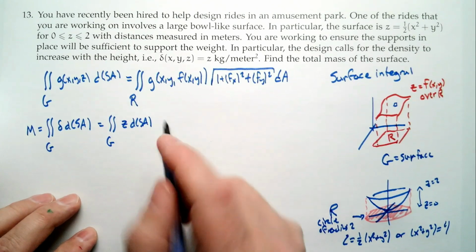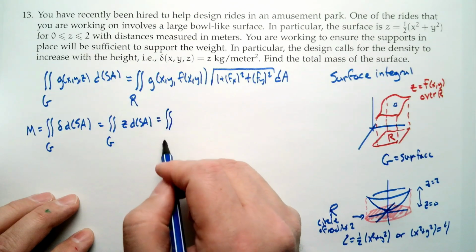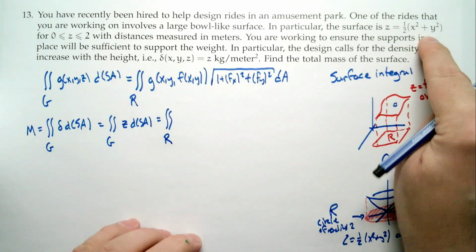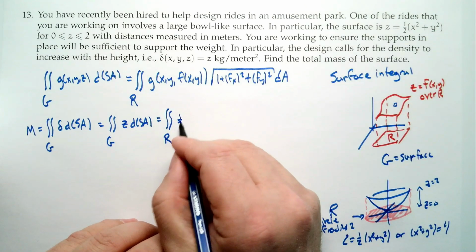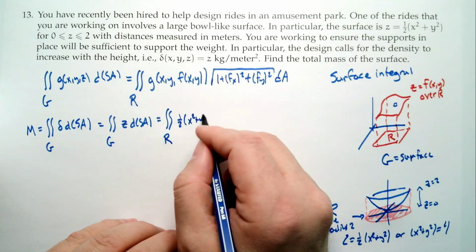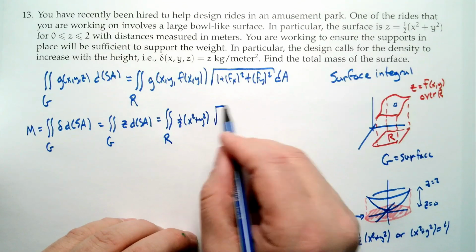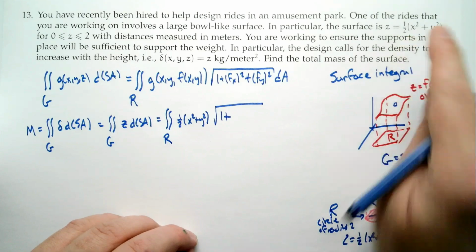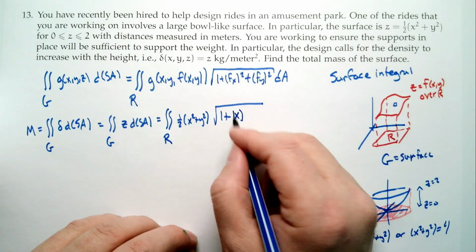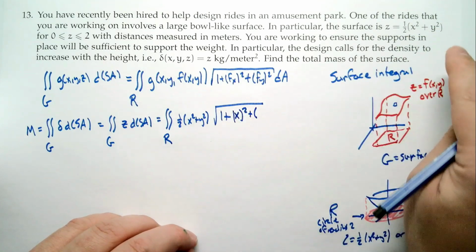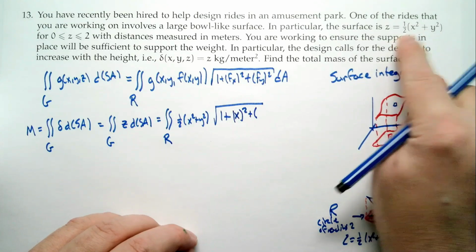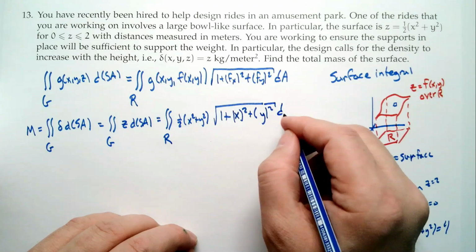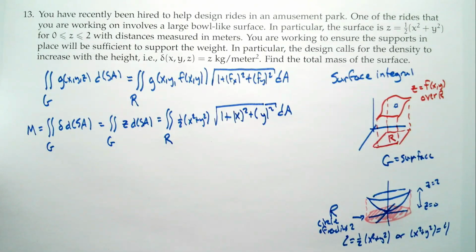So this is going to become the integral over R. Z becomes 1/2 (x squared plus y squared). Then we have the square root of 1 plus f sub x, which is x, and we're going to square that. F sub y is y, because there's 1/2 times 2y, so that's y, and we're going to square that, dA. So that's what we have to integrate.